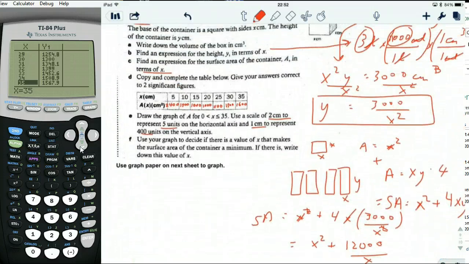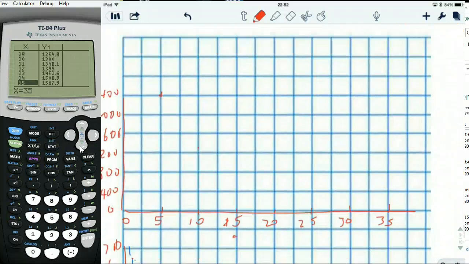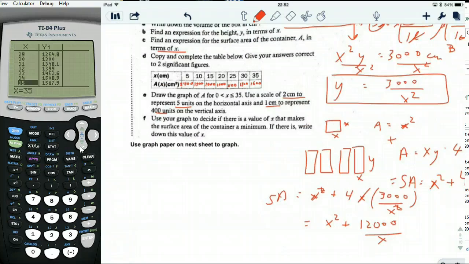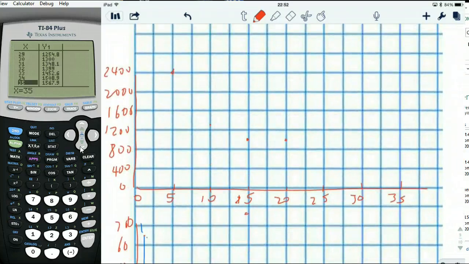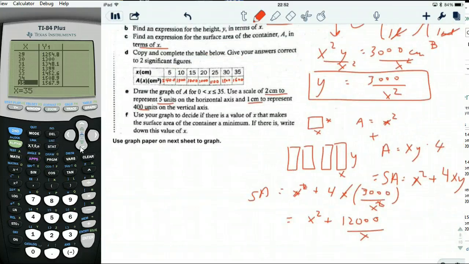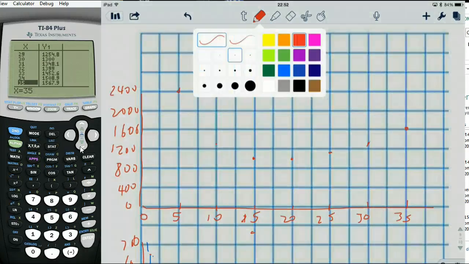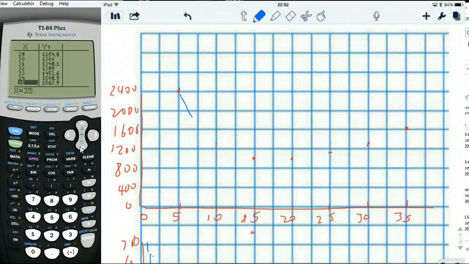Okay. And 15 would be 1,000. 20 would be 1,000. 25 would be 1,100. 30 would be 1,300. And 35 would be 1,600. Okay. Let's try to connect these in a curve. Okay. So that's the graph.